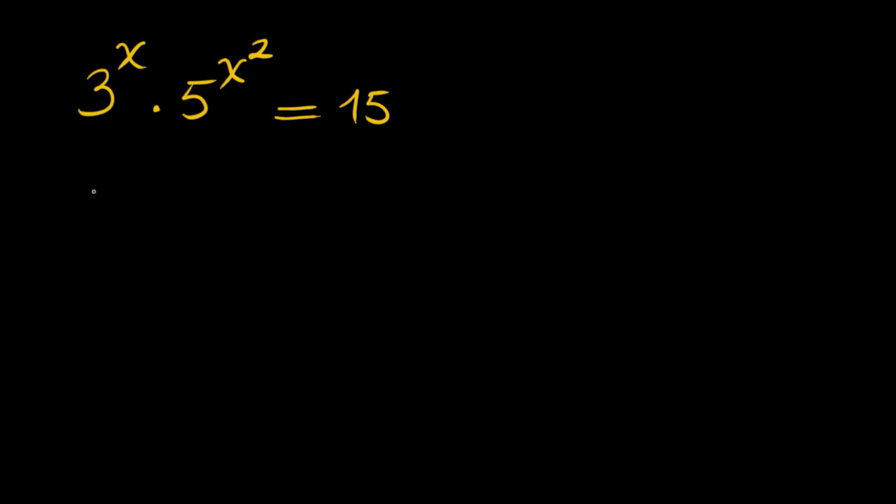Now, x is equal to 1 looks like the trivial solution to our equation. All of you can just predict this one. x is equal to 1 satisfies: 3 to the power of 1 is 3, 5 to the power of 1 squared is 5, and 3 times 5 is equal to 15. We want to find whether the equation has other solutions or not.